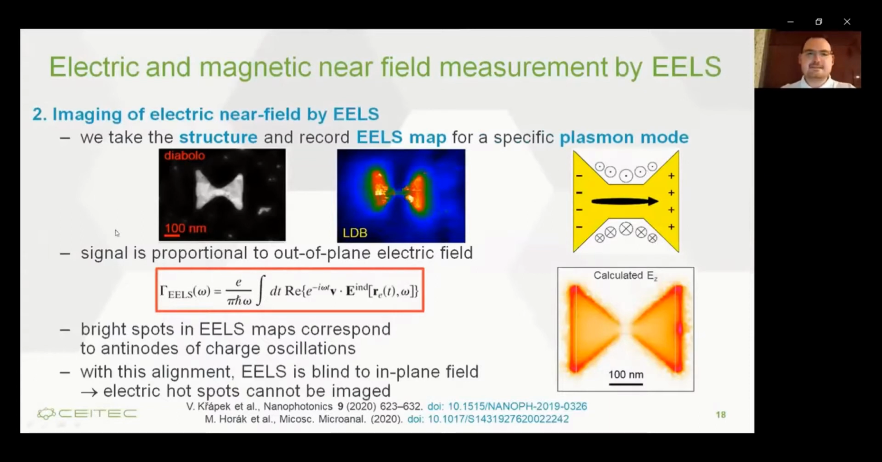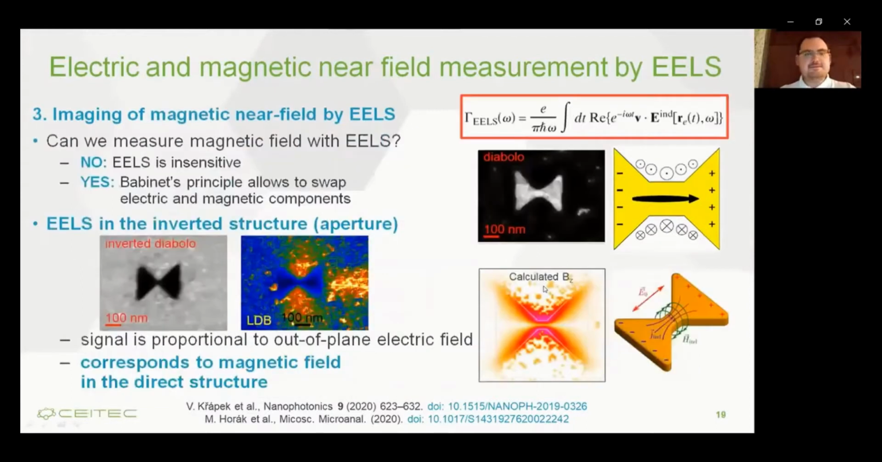The signal is proportional to the out-of-plane electric field, so bright spots in the EELS map correspond to antinodes of charge oscillations, and they correspond to maximum intensity of the electric field, the out-of-plane component. We note that with this alignment, EELS is blind to the in-plane field, so the in-plane electric hotspot cannot be imaged. So this is how we can image the out-of-plane electric near field by EELS.